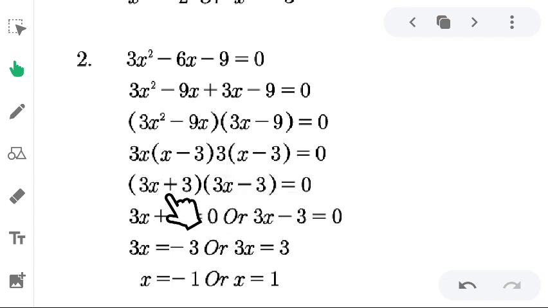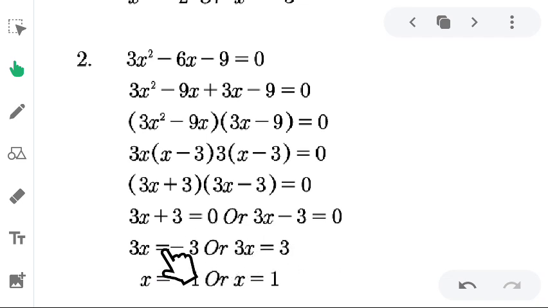This implies that 3s plus 3 is equal to 0 and 3s minus 3 is equal to 0. So 3s plus 3 equal to 0 or 3s minus 3 equal to 0. You consider taking plus 3 to the other side. You have 0 minus 3, you have back minus 3. You have 3s is equal to minus 3. Or for 3s, when you bring minus 3 to the other side of the equation, you have 0 plus 3 as 3. You have 3s is equal to 3.